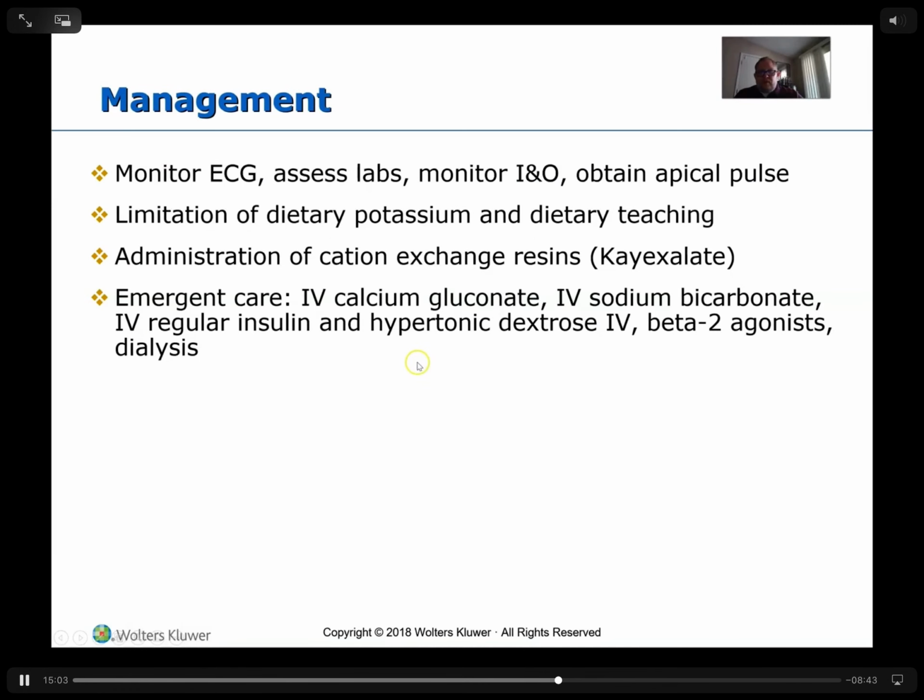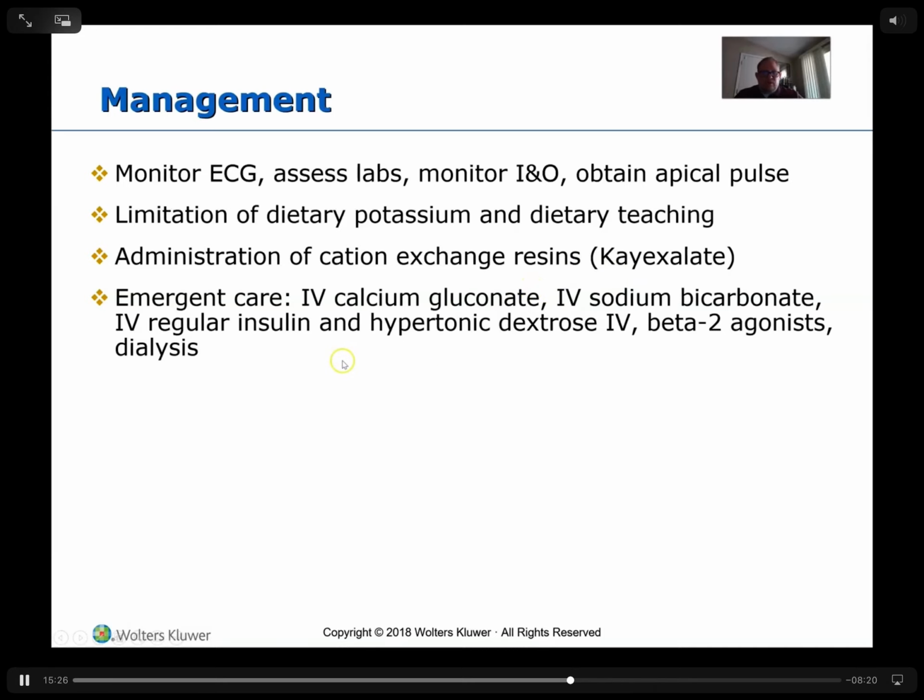If they have it, you're going to monitor ECG. You're going to check labs, frequent I's and O's, and obtain apical pulses. You're obviously going to limit dietary intake of potassium because they're already excessive on it. You can give Kayexalate, which will actually bind to potassium and help remove it from your system.